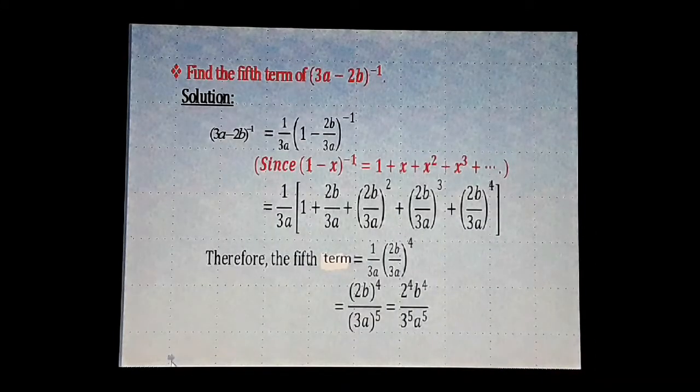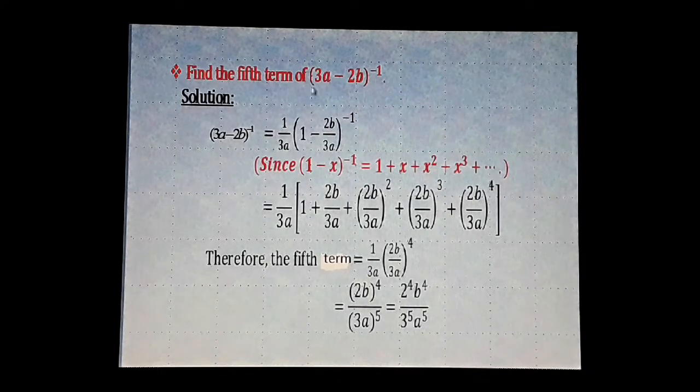Next, find the fifth term of (3a minus 2b) to the power minus 1. So here we have to find the fifth term of this one. Here we just expand this (3a minus 2b) to the power minus 1 using one of the binomial expansions. We can compare this with our standard expansion of (1 minus x) to the power minus 1, because here minus, here also minus, so we just use this one.